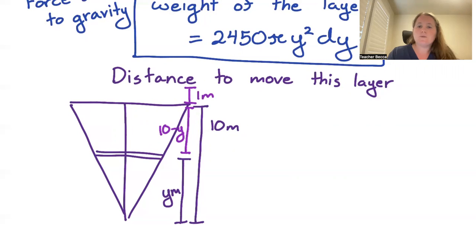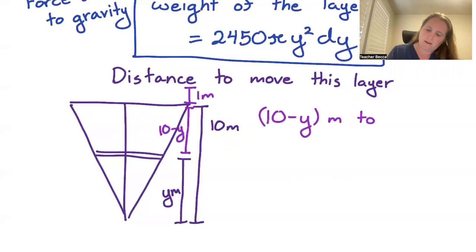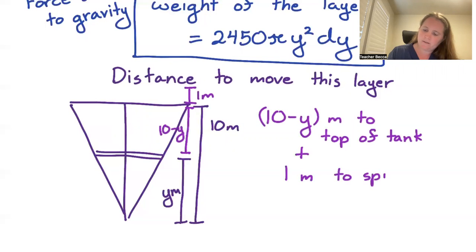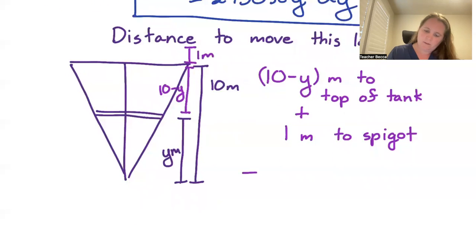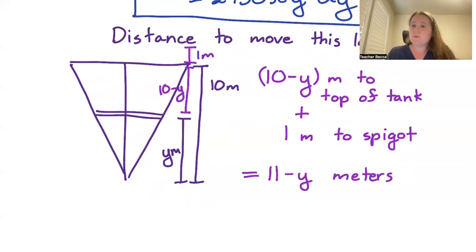So the distance to move this layer, we have to go 10 minus y meters to the top of the tank, plus another 1 meter to the spigot. So that makes for a total of 11 minus y meters. So we have the force due to gravity. We multiply by the distance.